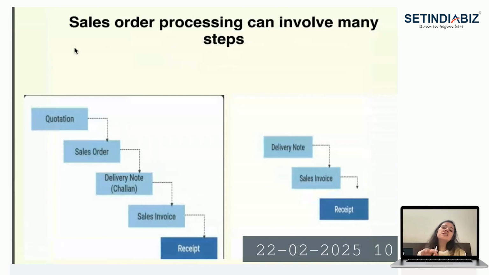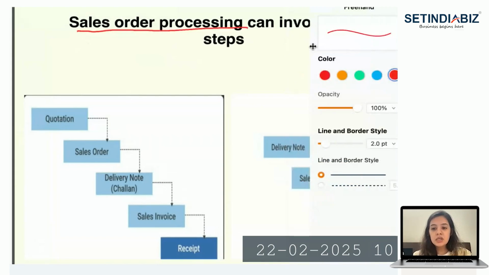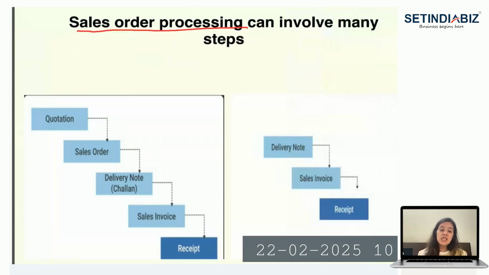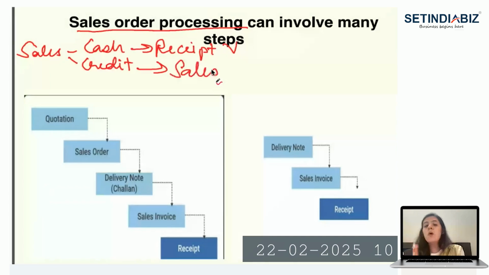Now, what is the difference between sales and sales order processing? Can anyone tell me? We already did sales voucher. Now, what is the difference between sales and sales order processing? Sales is cash or credit. And we know if we did the cash sales, which voucher we used? We used receipt voucher, right? And if we did sales on credit, which voucher we used? We used sales voucher. Then why all of a sudden we are into sales order processing?